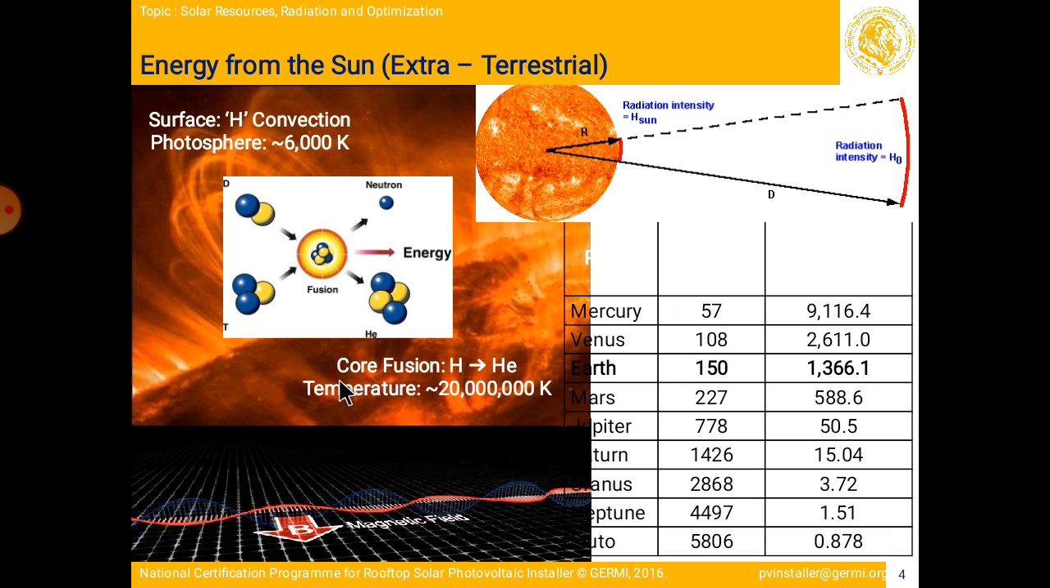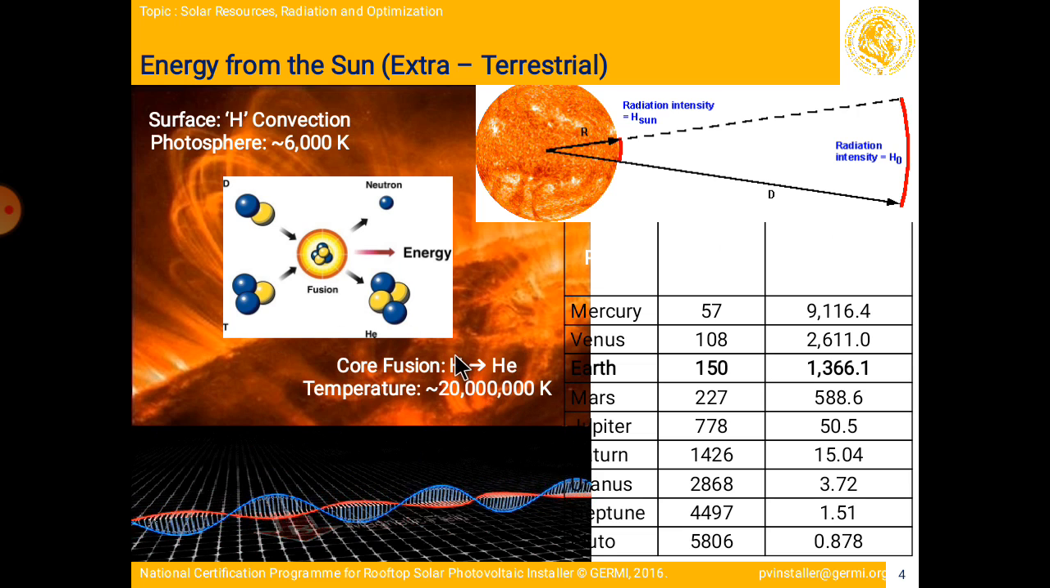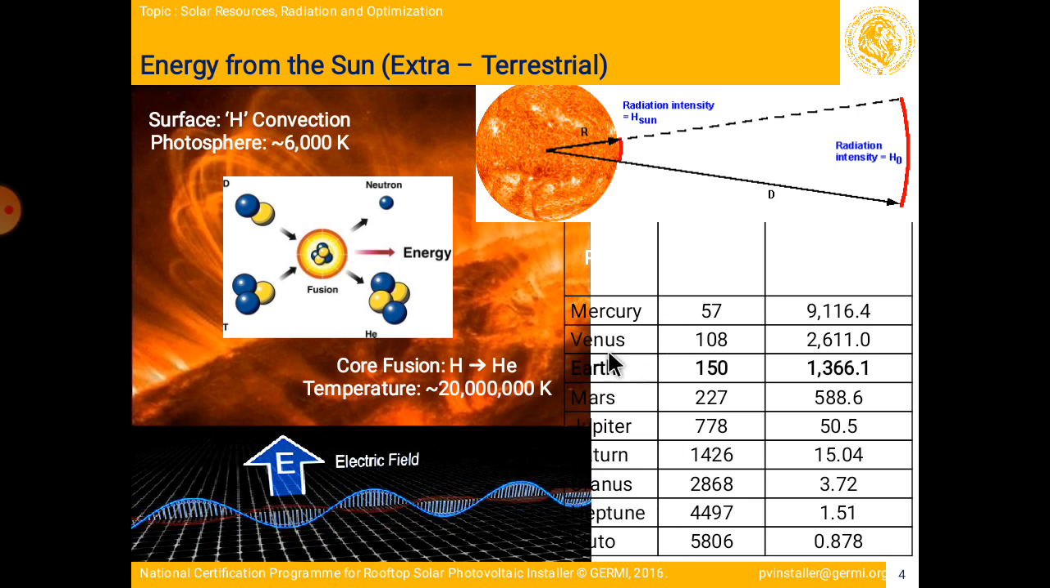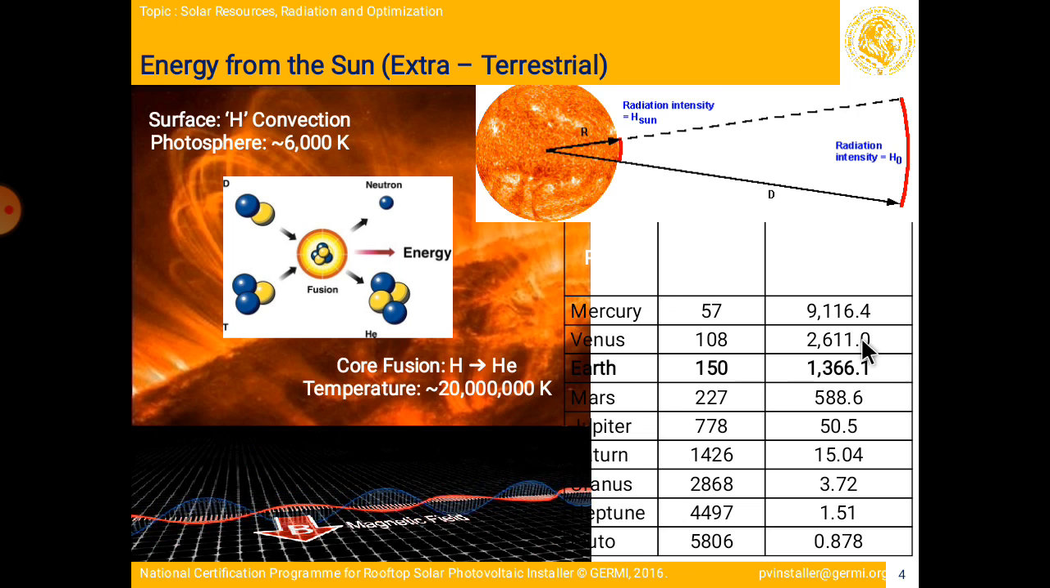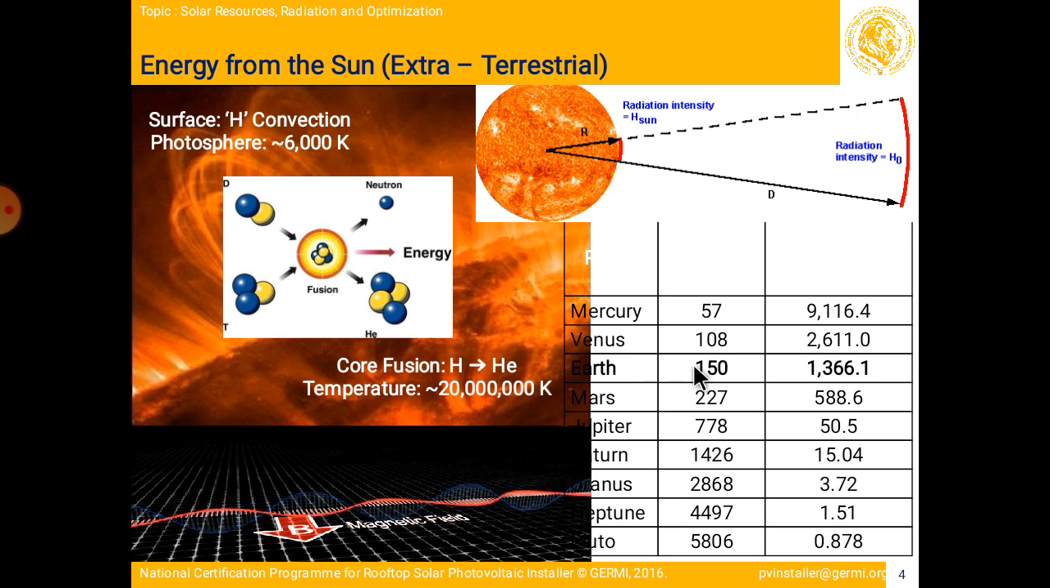Now here you can see that due to the core fusion of hydrogen and helium, the temperature is around 20 million K. So this is the temperature of the Sun due to the fusion energy, and this will be reflected on certain planets which are available in the galaxy. So you can see that this is the radiation which is received on the Earth, and the distance from the Sun to the Earth is around 150 into 10 raised to 9 meter.